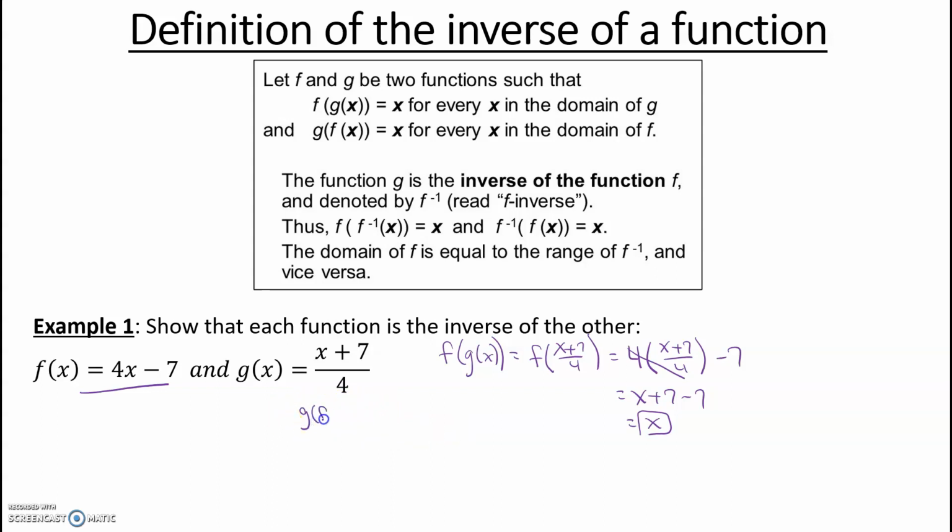Now I'm going to come over here. We want g of f of x. So we're going to replace f of x. Instead of f of x, we're going to write 4x minus 7. So we go to g and plug this in. We've got (4x minus 7 plus 7) over 4.